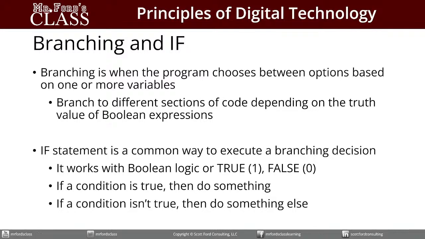Then we have branching and the if statement. Branching is when a program chooses between options based off of one or more variables. Branch to different sections of code depending on true values or Boolean expressions. If statements are a common way to execute a branching decision. So if this, then that.